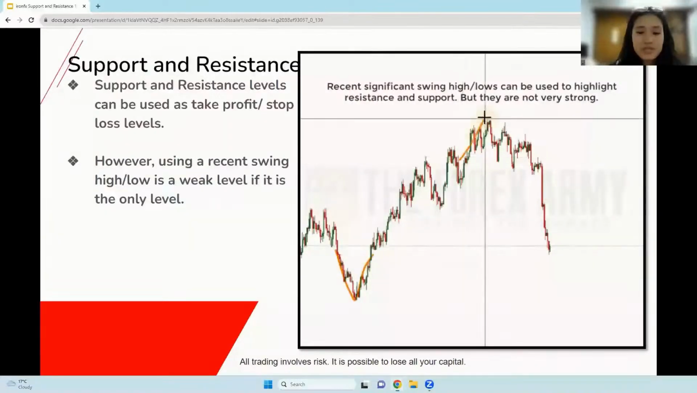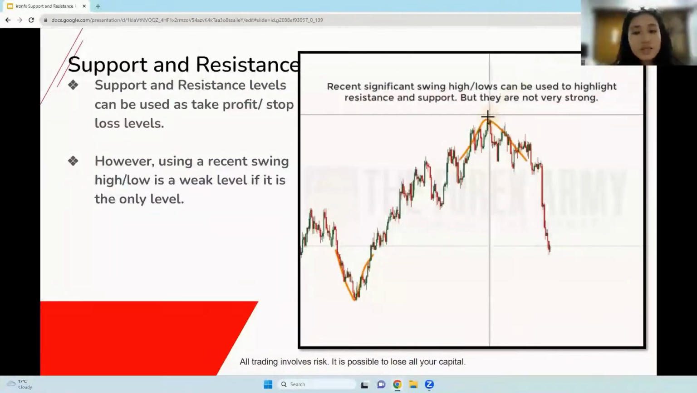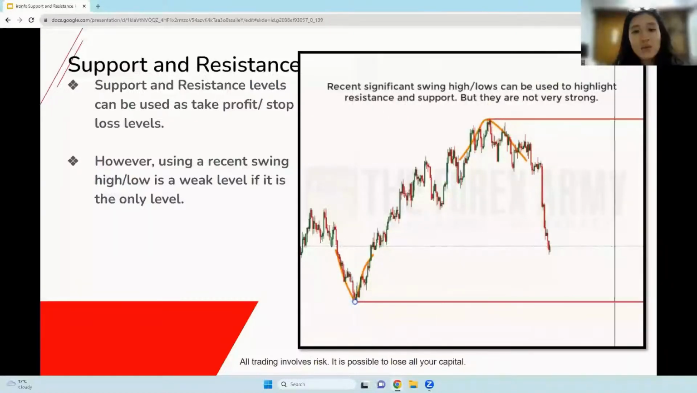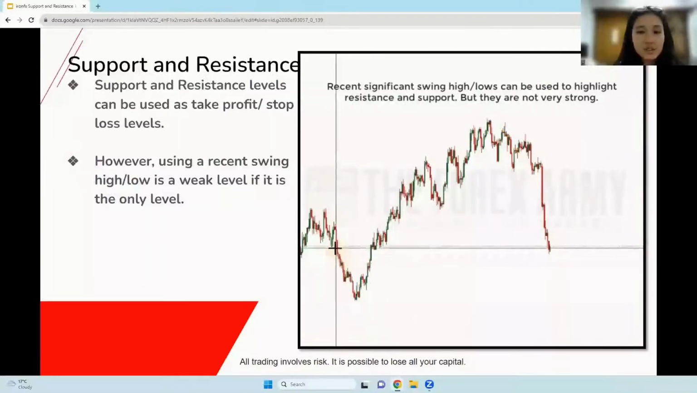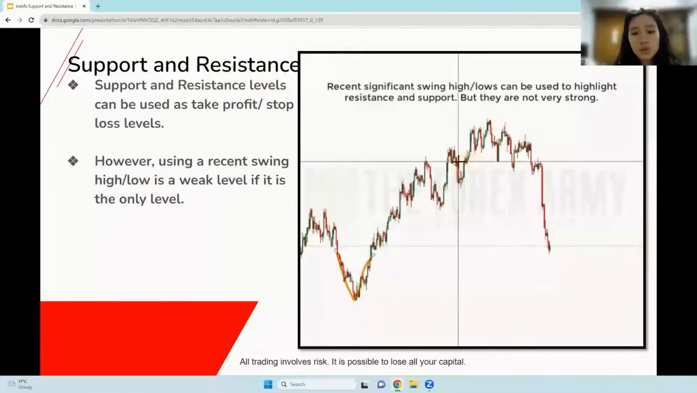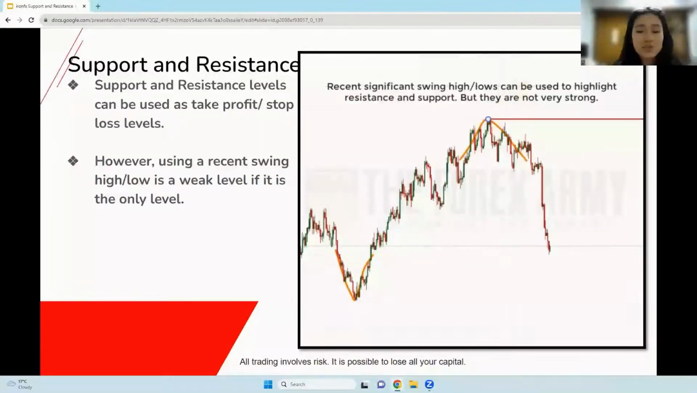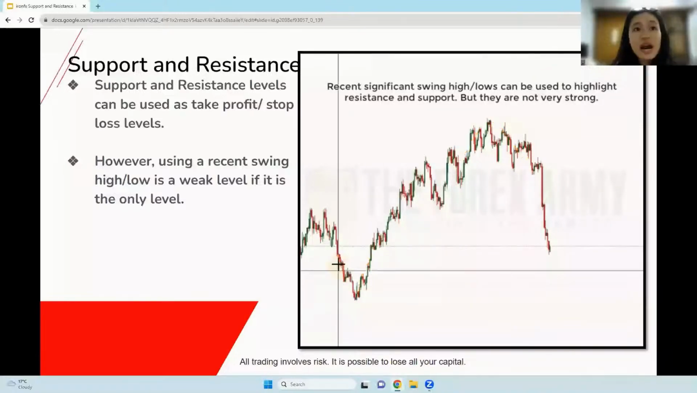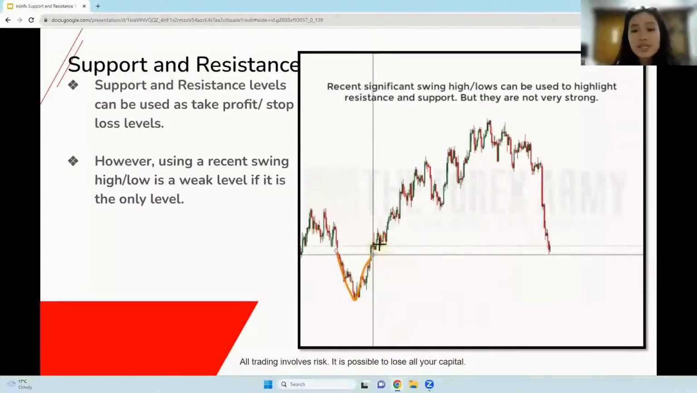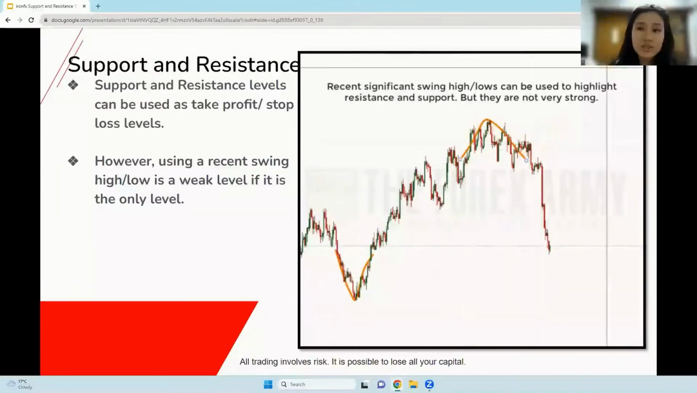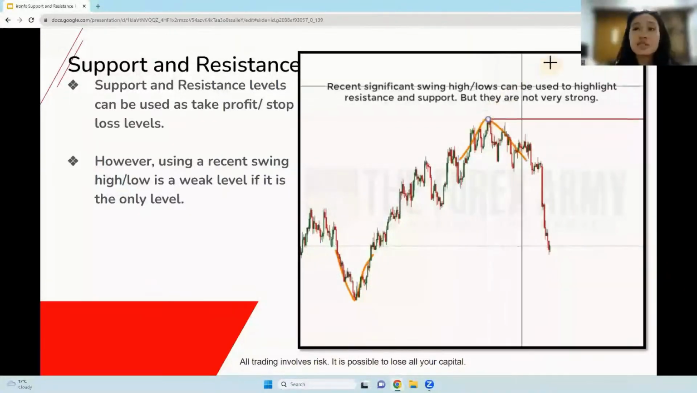So support and resistance. You can use these levels as take profit and stop loss levels, but you should not use it as an entry if there are no other supporting arguments, such as Fibonacci or other graphical levels to support your analysis. Using a recent swing high or a recent swing low is typically considered a weak level if it's just that level alone.